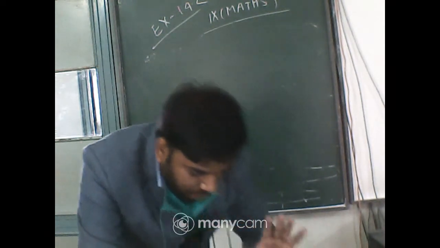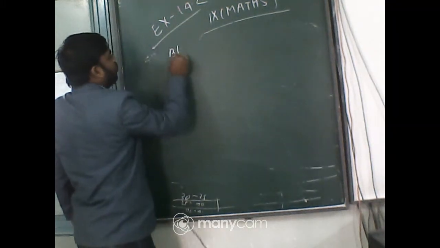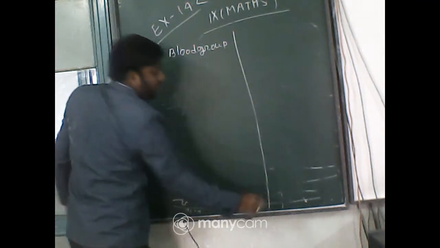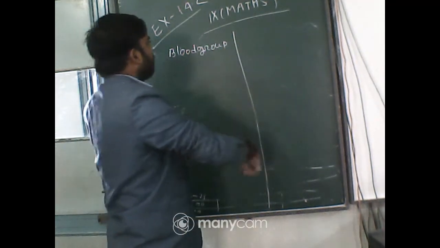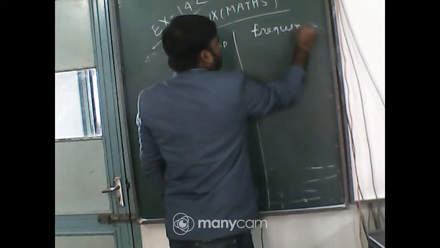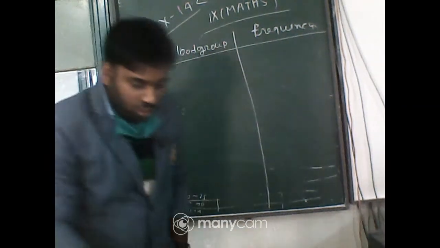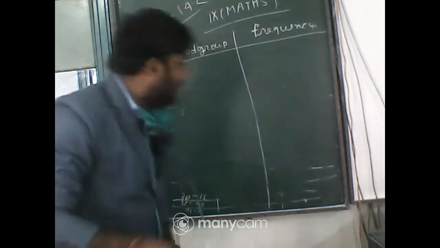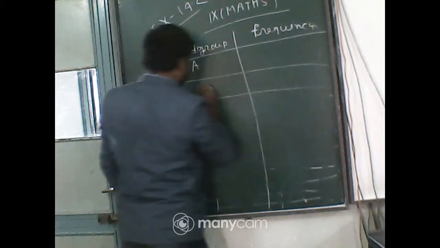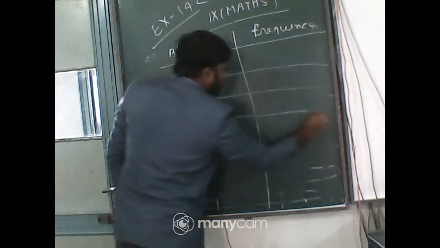Okay, so how will we form the frequency table? Write it down here: blood group, and here, frequency. Next, the blood groups given are A, B, O, and AB.